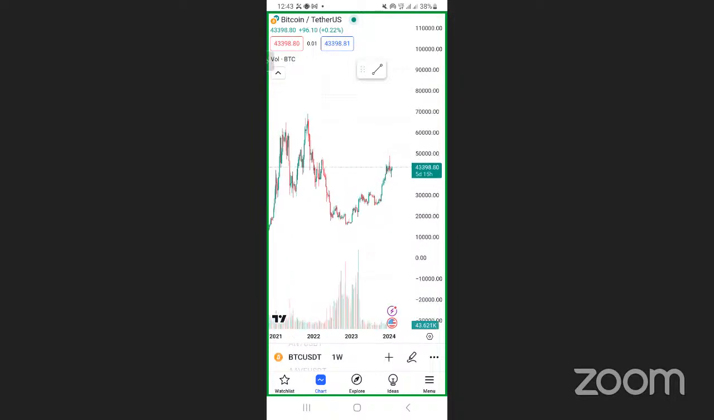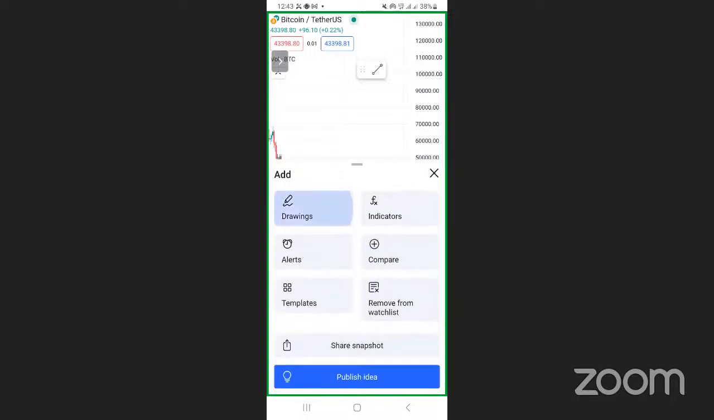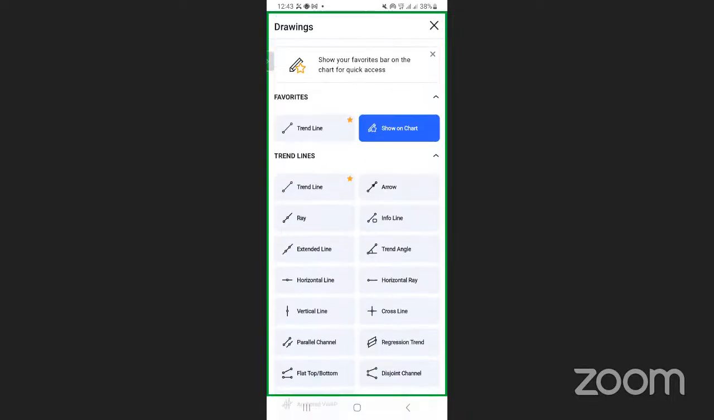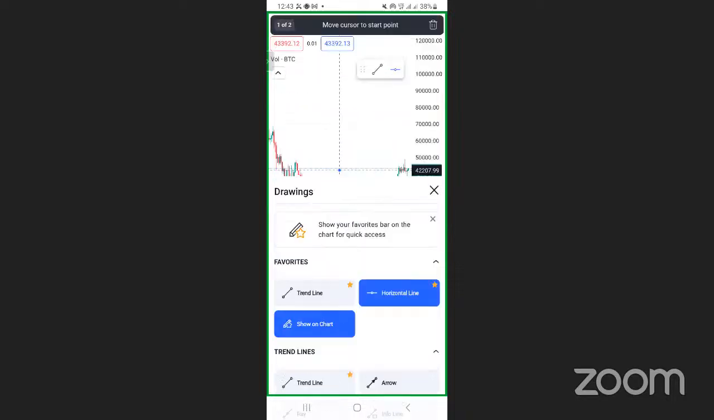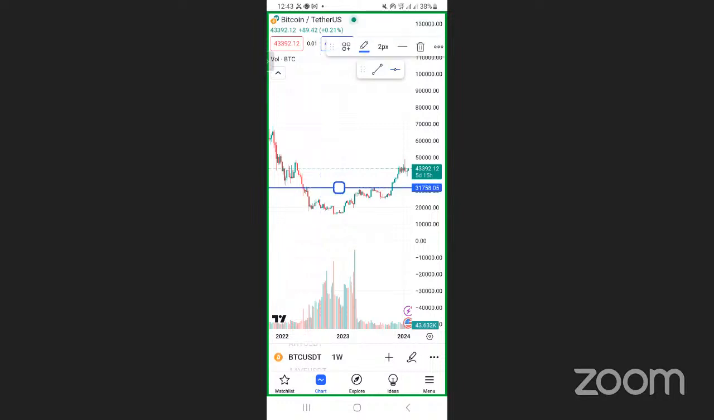Okay, but then how do I draw those ones that are ranging? Like you can see at this point, the market was ranging. So how do you demarcate? What you do, click on the plus signs, drawing again, you look for horizontal line. Like I said, long press on it, add it to favorite. For a ranging market, just identify those points where the market is ranging. I think at that point, then another point is here.